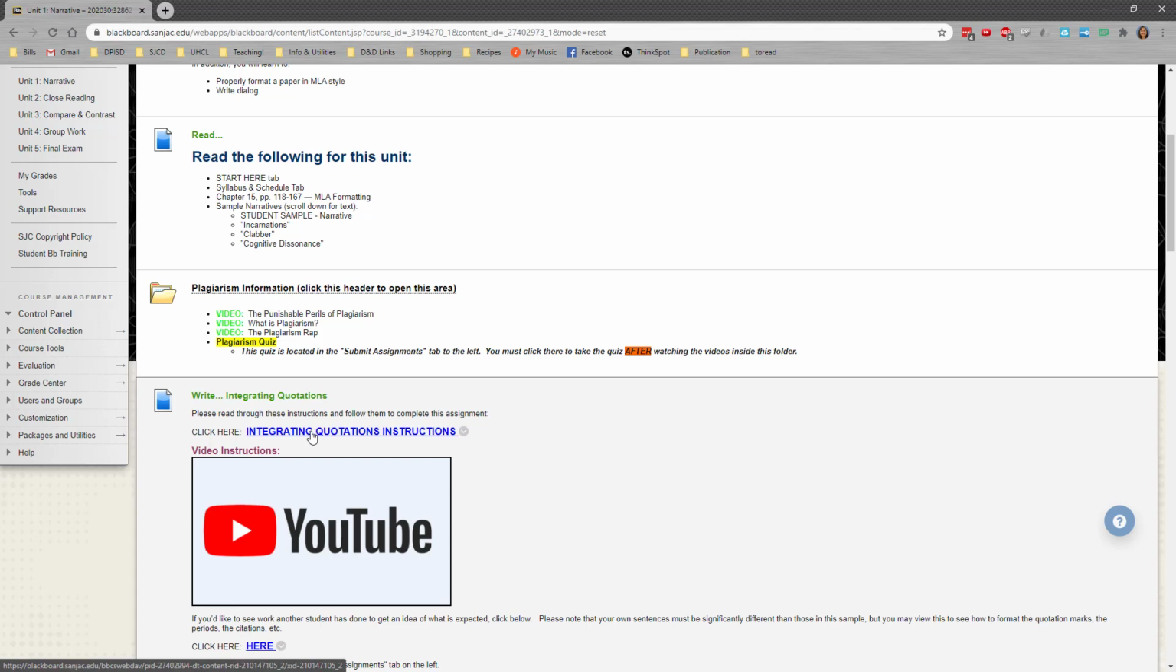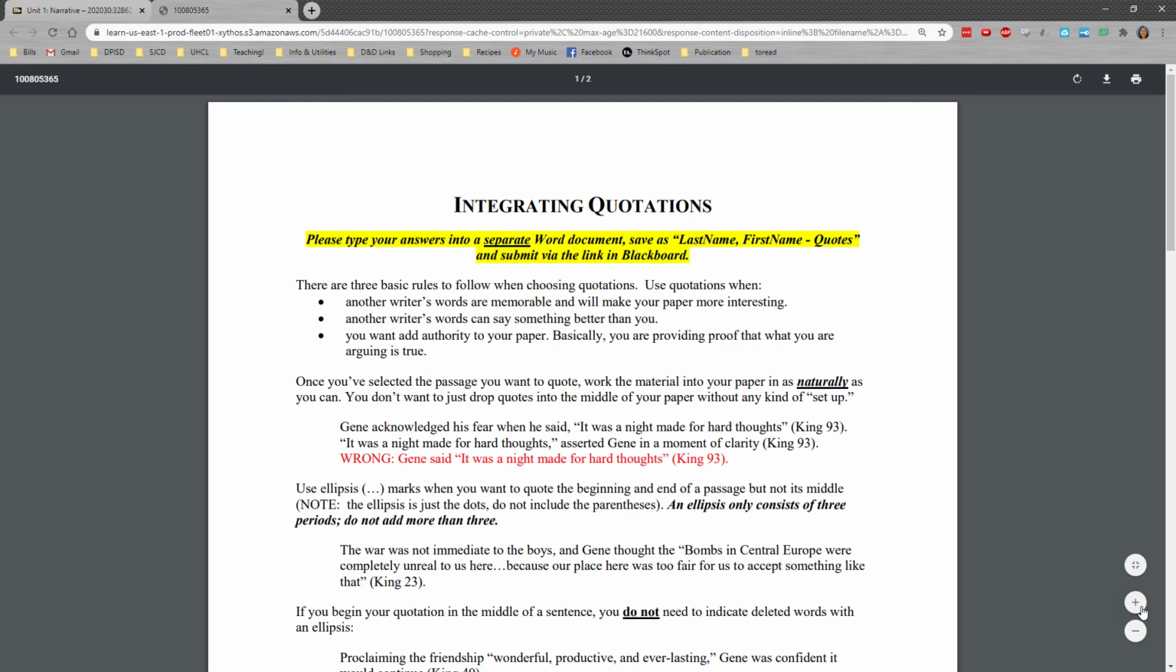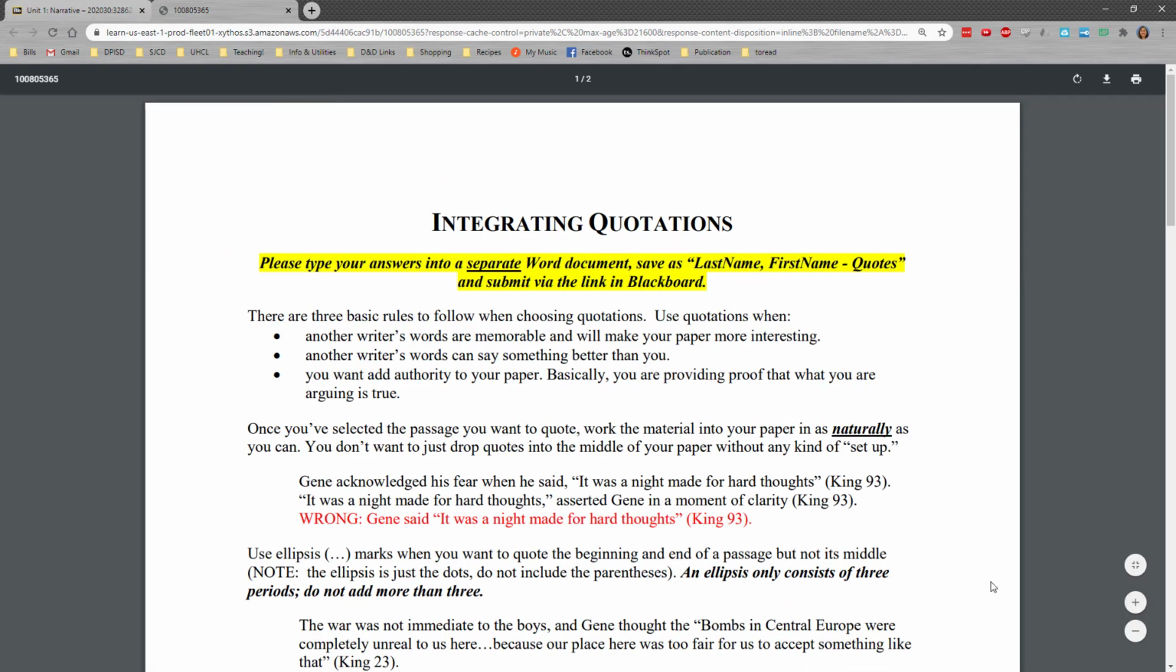quotations. When you click on the link, it pulls up a PDF document. This document explains certain things about using quotations in your writing and how you will use them with citations when you are doing things correctly in MLA style. When you get to the portion of this where you will practice, you'll need to write it on a separate Word document and submit it in Blackboard.